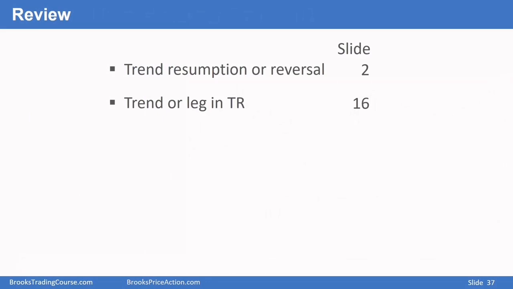In this video, I talked about whether or not a trend that leads to a trading range will get trend resumption or trend reversal after the trading range. And then I talked about trends and whether or not they're actually a trend or a leg or swing within a trading range. If there's bad follow-through, if there's a lack of consecutive strong trend bars, chances are the trend is simply a leg in a trading range.